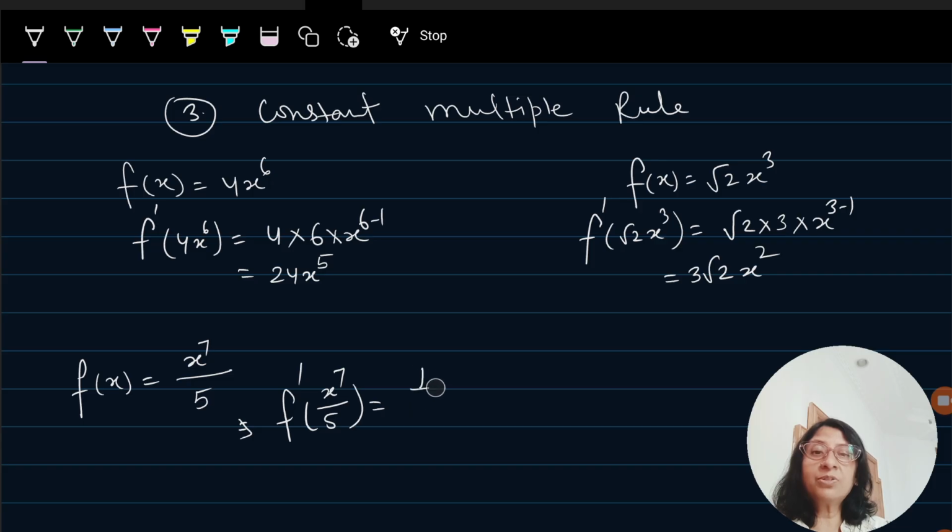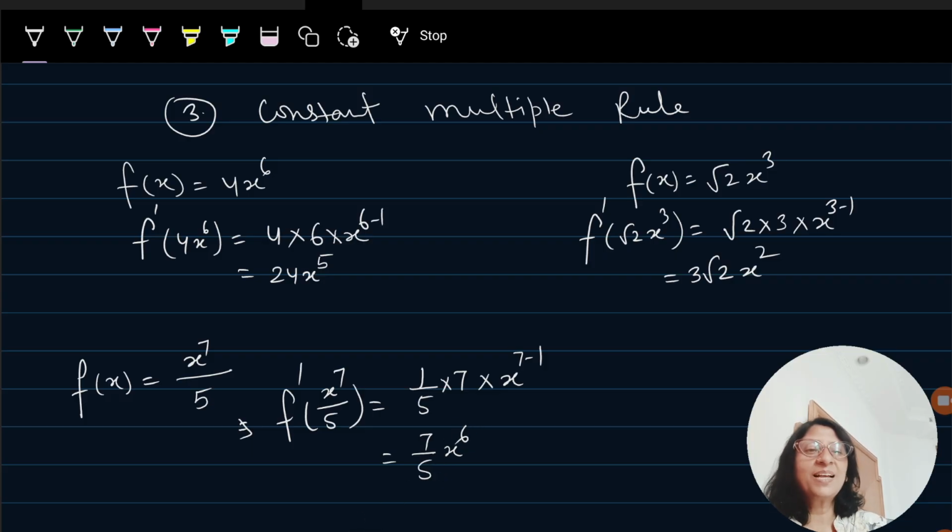Our constant is 1 upon 5, right? And then we will multiply it with n. N is 7, right? Now we will multiply this by x raised to the power 7 minus 1. So what is going to be the answer? The answer will be 7 upon 5 and x to the power 6. That's all. This is your answer.